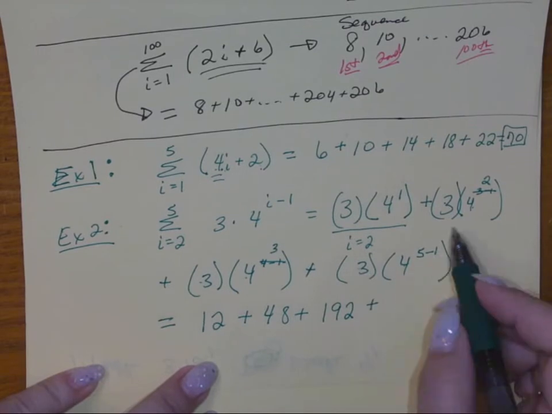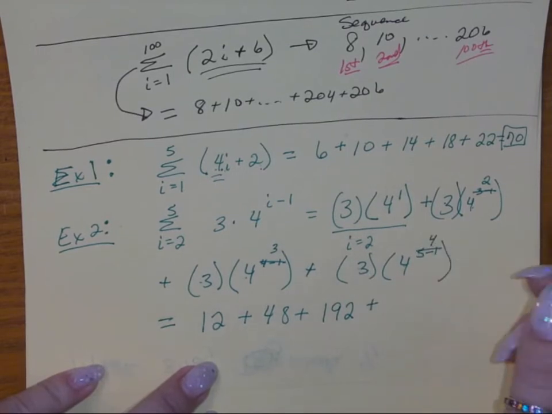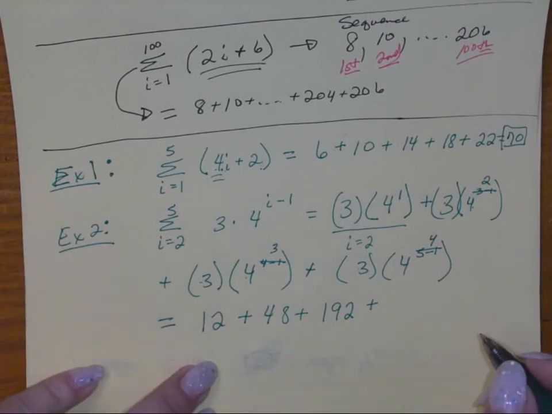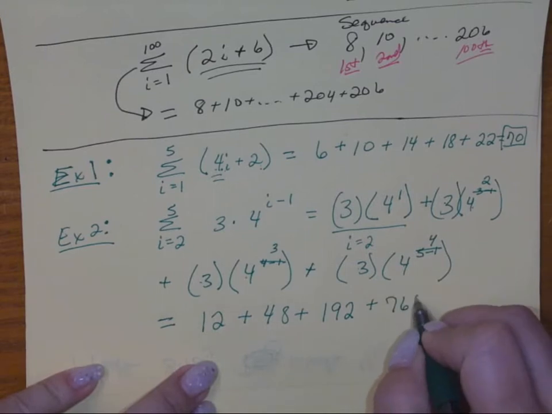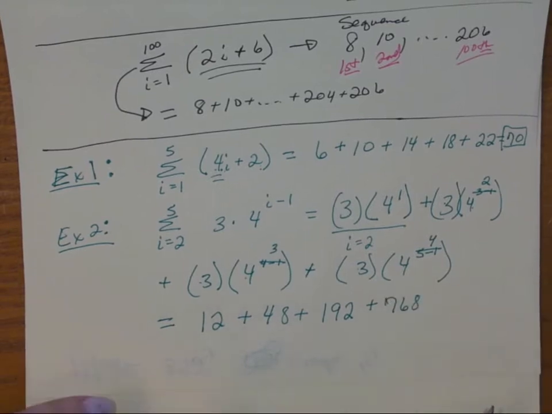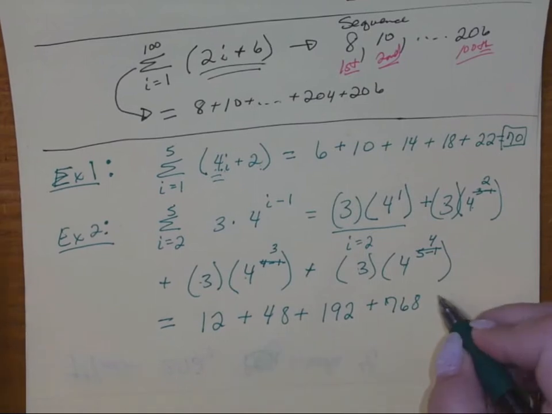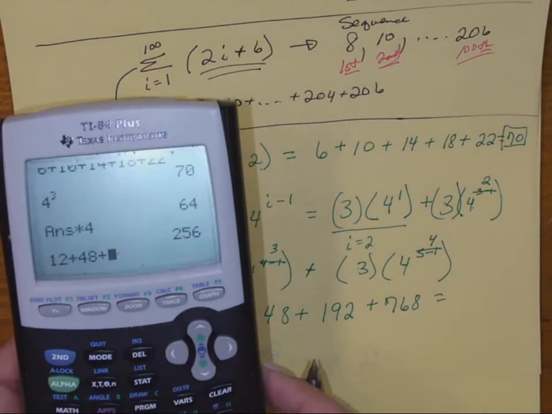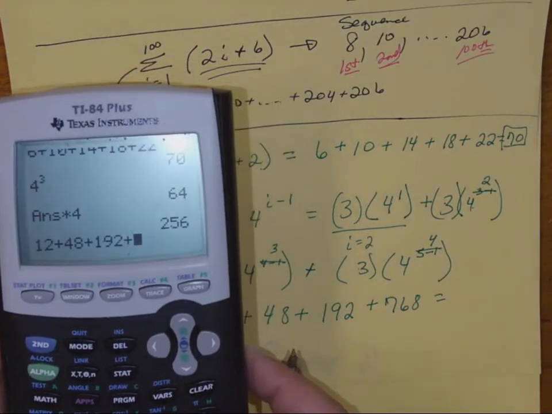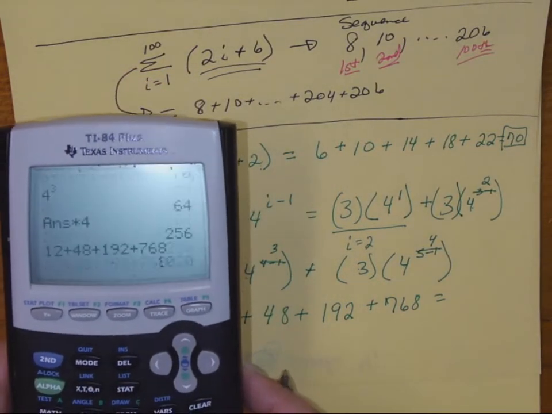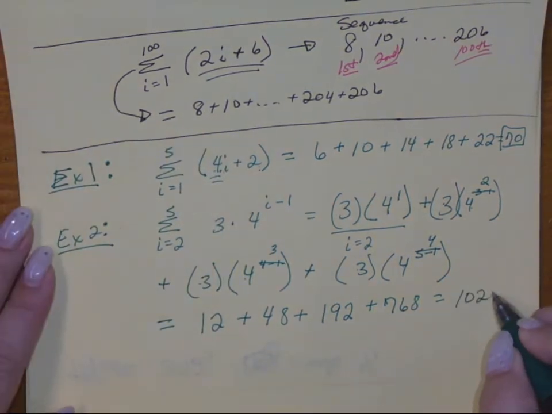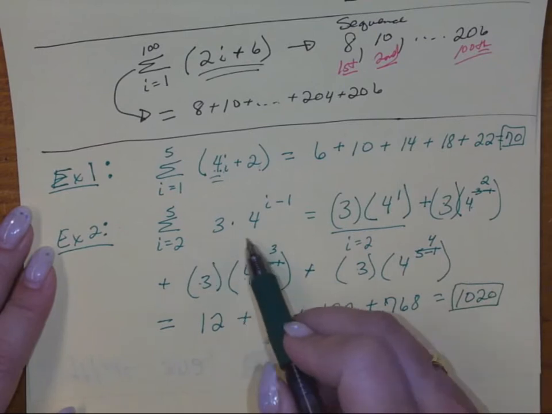And then this is 3 times 4 to the 5 minus 1, which is going to be 4. 4 to the 4th is, oh no, 256. Should have known that one too. 256 times 3 is 768. So now all that's left to do is add all of those things up. 12 plus 48 plus 192 plus 768. It's getting pretty big in here. It's 1,020. We should have probably known it was big because this was an exponential function, right?